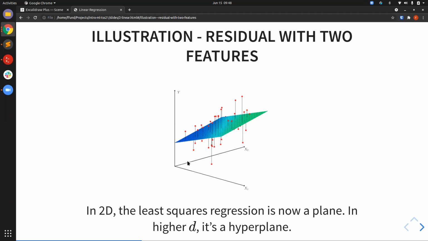For any given point in this x1, x2 space, we can go straight up to the plane, and that's the predicted value of y. And then the residual is the distance between the true value and the plane. In higher dimensions, this is a hyperplane. I can't visualize it. But at least in 2 dimensions, we can still visualize the residual as a distance between the true value and the predicted value. Okay, any questions so far?